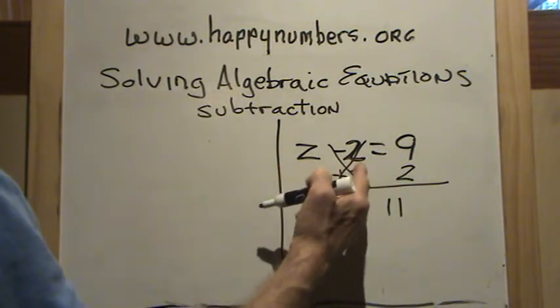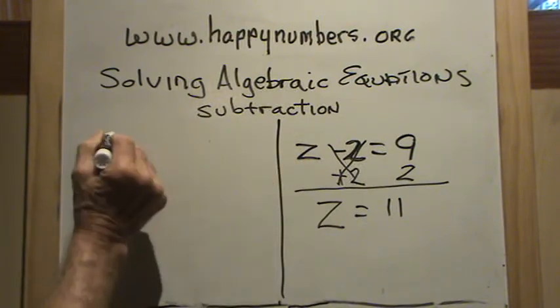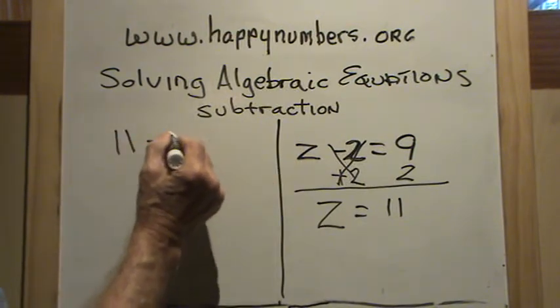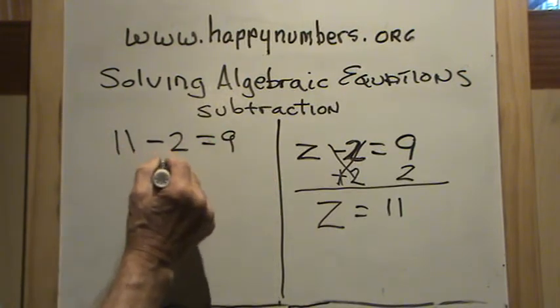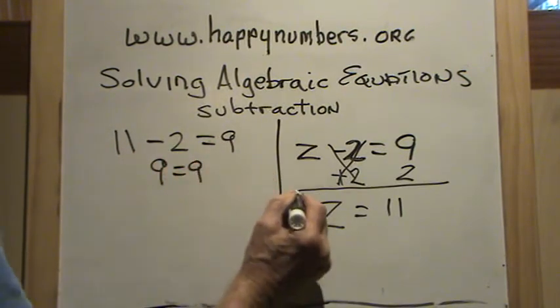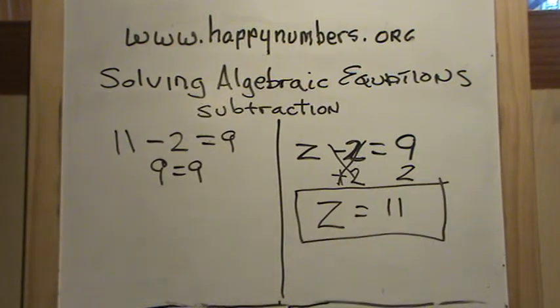Let's substitute back in our original equation. Z, which we're saying is 11, minus 2 equals 9. Well, 11 take away 2 is 9, so 9 equals 9, so our solution is correct.